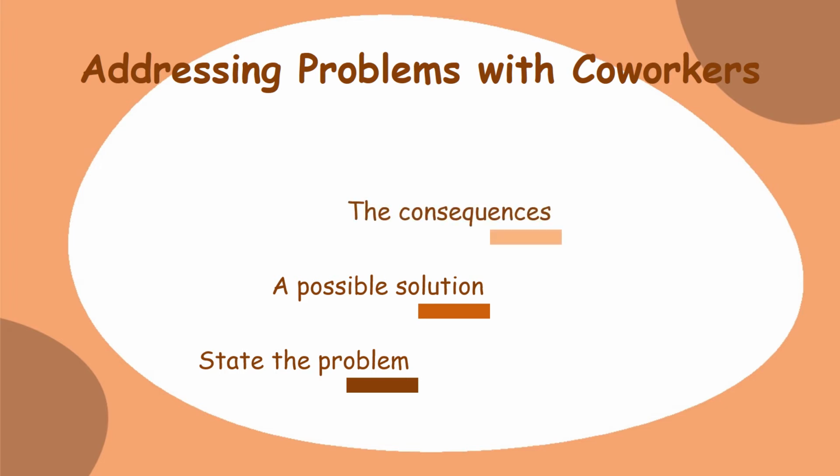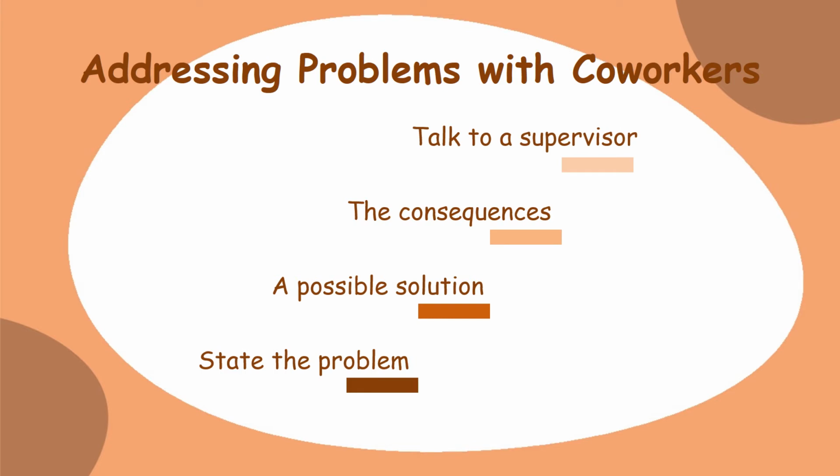If after approaching your coworker you find it is not possible to solve the problem, then you may want to speak with your supervisor. When you talk to your supervisor, explain what you already tried to solve the problem with the coworker.